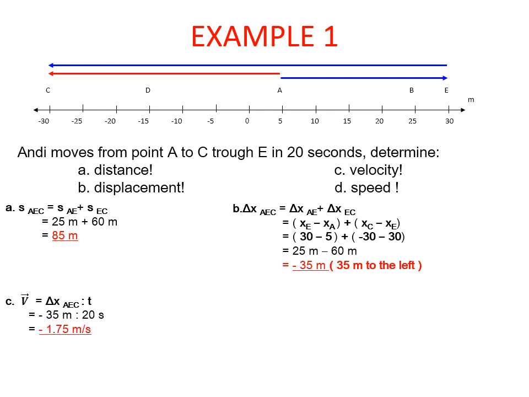For question C, velocity equals delta x_AEC divided by the time equals minus 35 meters divided by 20 seconds. So the velocity is minus 1.75 meters per second. And for question D, speed equals distance divided by time equals 85 meters divided by 20 seconds equals 4.25 meters per second.